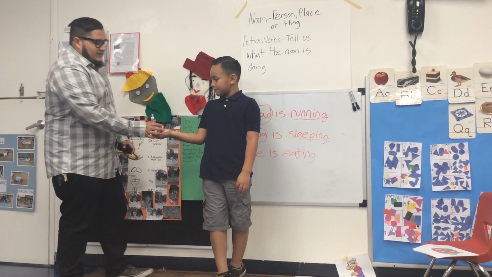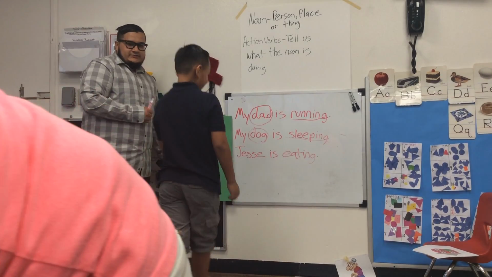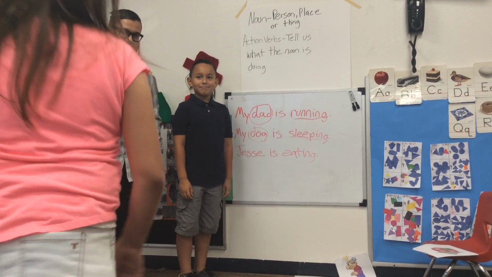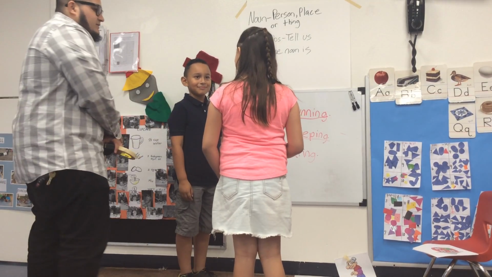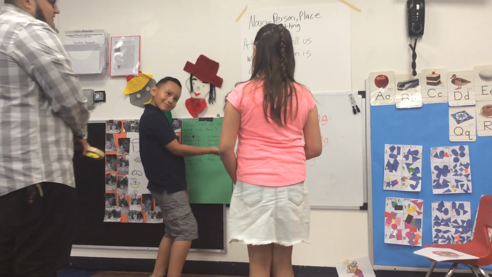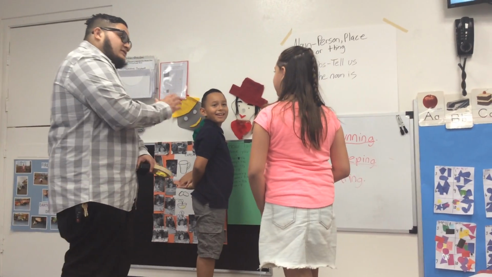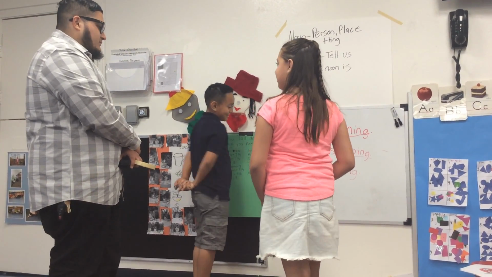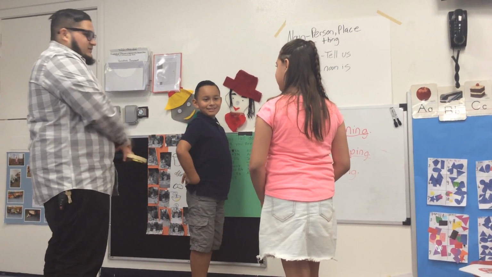Good. Now, Layla, can you come up? And Zeke, stay up here. You guys are going to do this one together. So, Layla, you're going to go first. So the last sentence says, Jesse is eating. Good. What's the noun? Why is Jesse the noun? It is a person. Good.